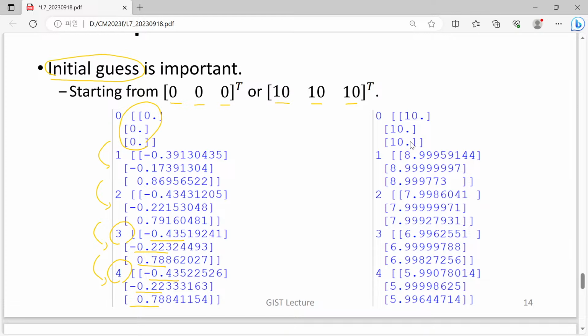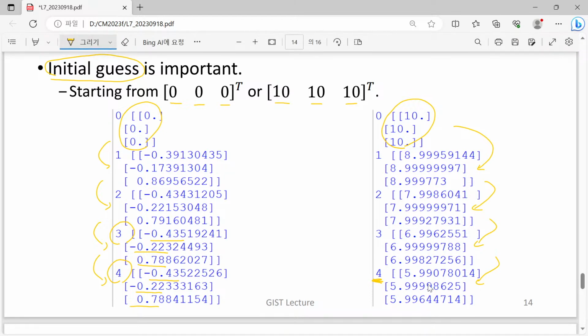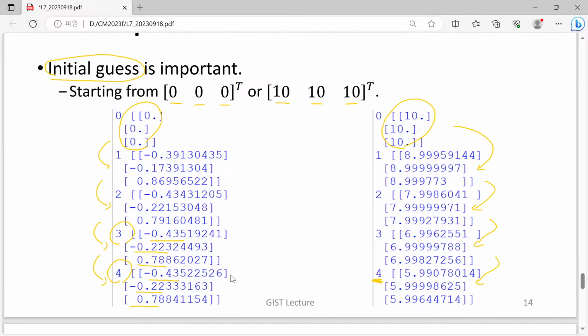But in this case, we start from 10, 10, 10. Then it is reduced and reduced. After 4 iterations, we are still quite far off from the numerical solution. Of course, if you wait for more iterations, eventually you will be there. However, it will take more iterations, and these iterations are related to computational cost. So please try to find a reasonable initial guess.